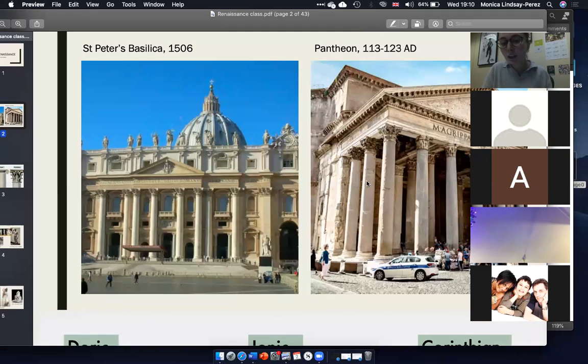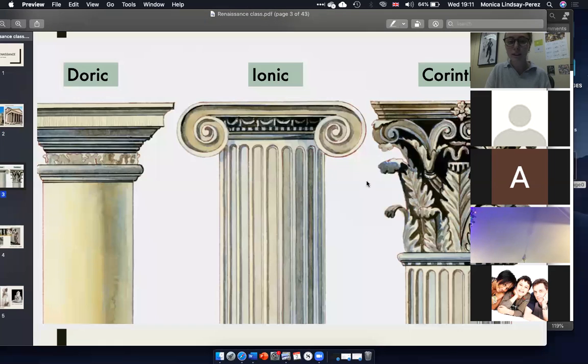This is the Pantheon in Rome, which inspired St. Peter's Basilica. So you can see what's happened here. The Romans copied the Greeks, and Renaissance architects copied the Romans and the Greeks. So it was just a long series of copying. But you'll see in this class that it wasn't necessarily unimaginative copying. It wasn't just pure repetition. And we will get to that.